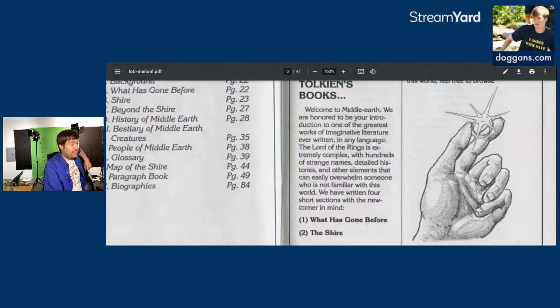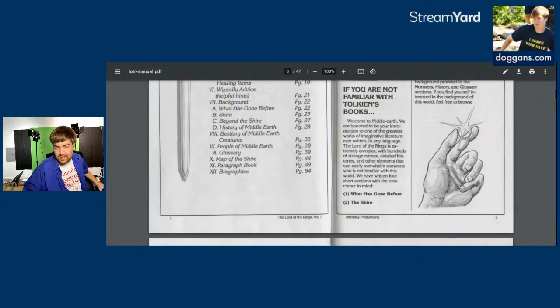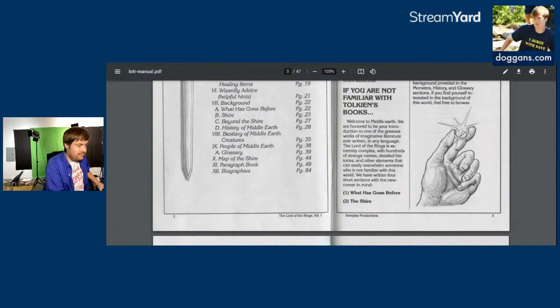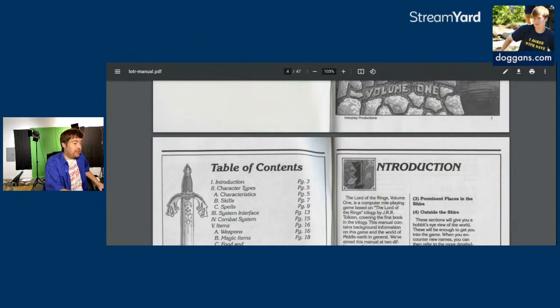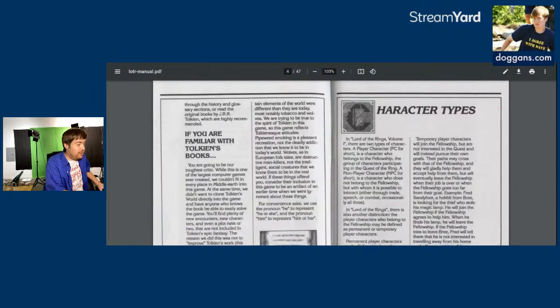The Lord of the Rings is extremely complex, with hundreds of strange names, detailed histories, and other elements that can easily overwhelm someone who is not familiar with this world. We have written 4 short sections with the newcomer in mind. What has gone before? The Shire, and prominent places in the Shire and outside the Shire. Well, since I am familiar with Tolkien's world, that part's not really aimed towards me.